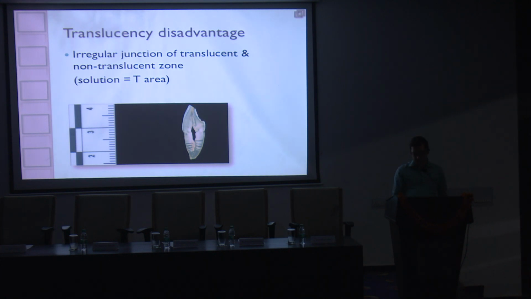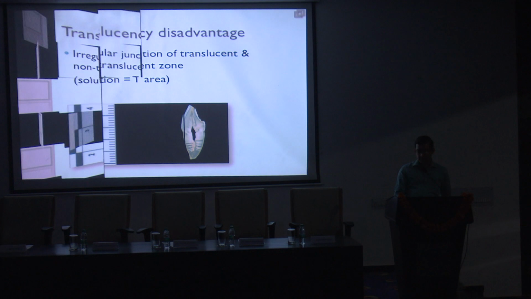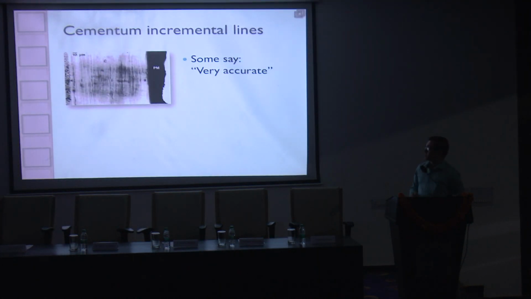And the next method which I'm going to cover, I'm sure is also something very familiar to oral pathologists, and that's the use of cementum incremental lines. Now, cementum incremental lines are a little similar to the growth rings of a tree. Every year, the tree adds one layer, and you can assess the age of a tree by counting the number of growth rings.